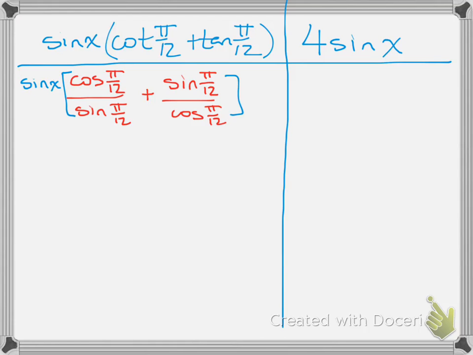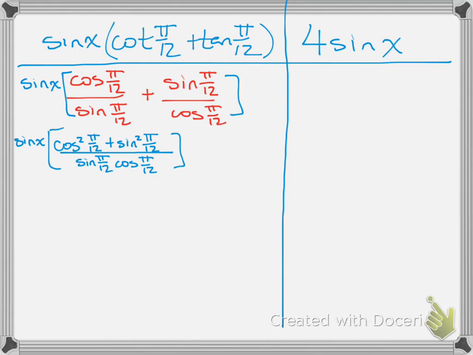And now whenever I have different fractions, I like to get a common denominator, because that usually cleans things up a bit. So I know sin pi/12 cos pi/12 is going to be my denominator. So cos squared and sin squared is my numerator. Now, I should know, it doesn't matter what the angle is, sin squared plus cos squared is 1. And that makes me happy, because I'll be able to simplify.